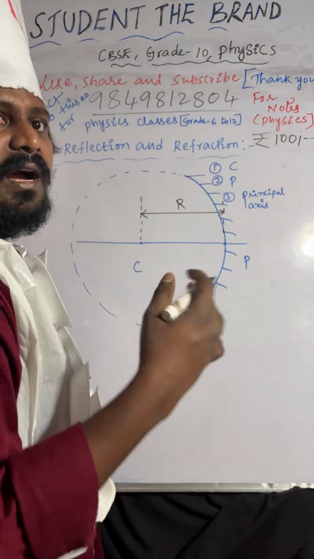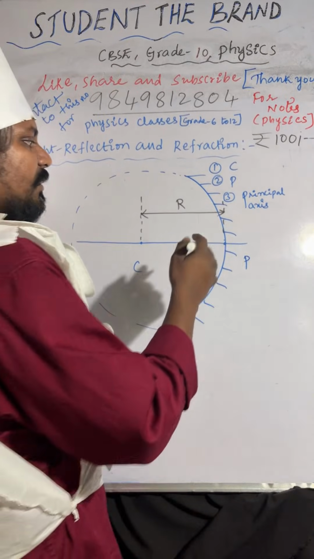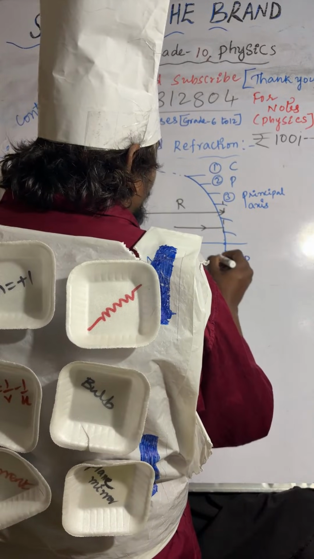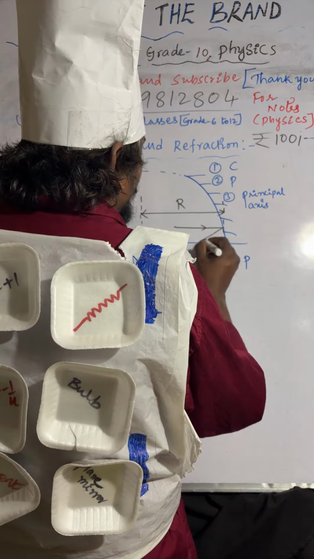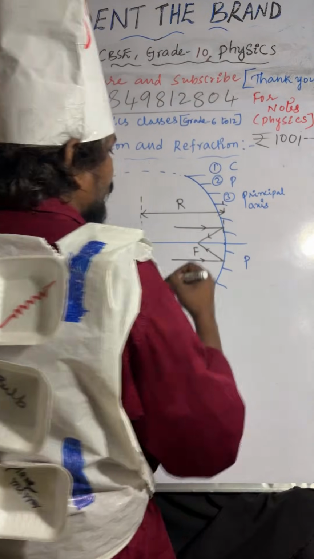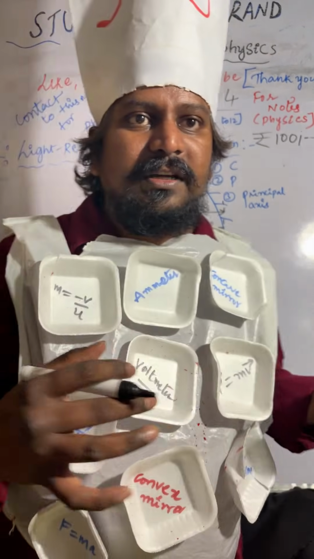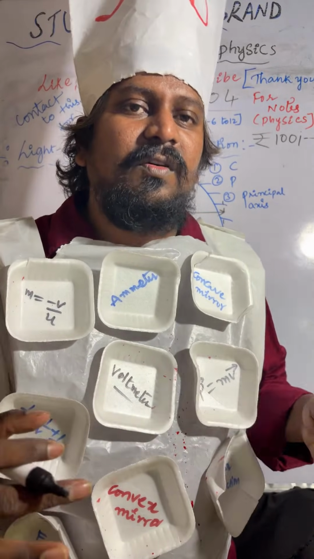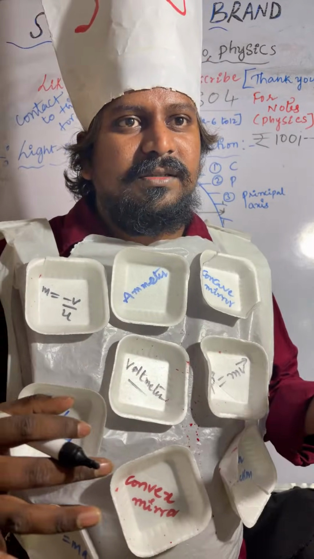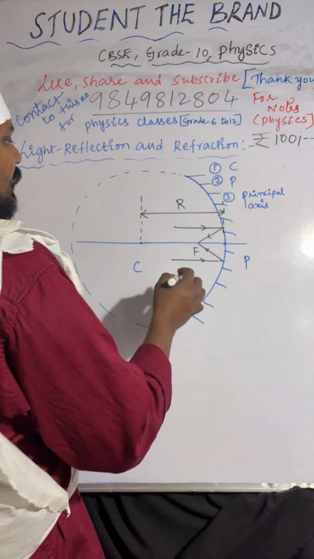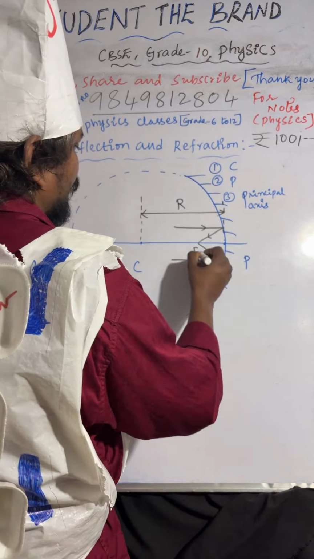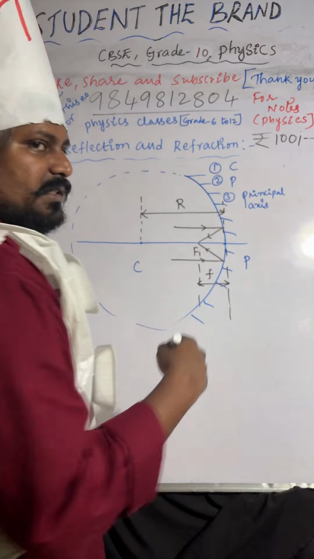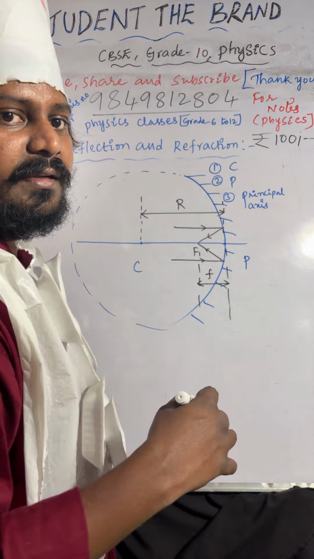After reflection, all light rays will meet at one point on the principal axis, which is called focus. Okay, so I am taking this focus. And the distance between focus and pole is called focal length.